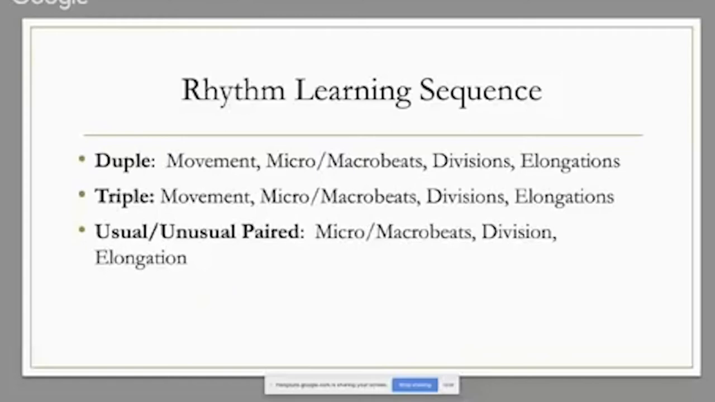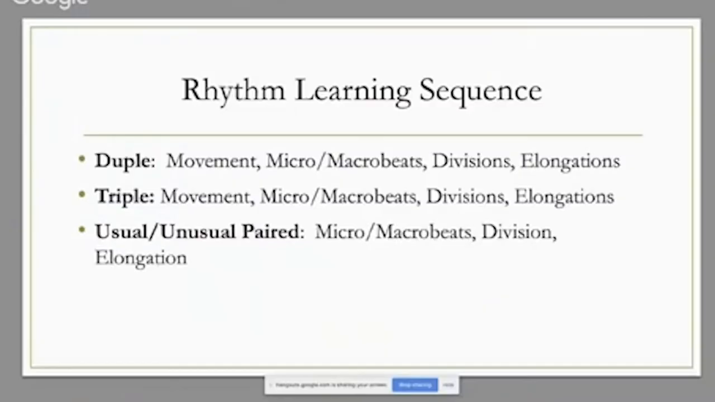Jen, can I ask a question? We have a couple of questions from the chat, but one question: in regards to microbeats before macrobeats, does that come out of your work in early childhood? Because I know when I took my early childhood level, they begin with flow, and then they superimpose the microbeats on top of that flow, and then get to macrobeat, aka steady beat.